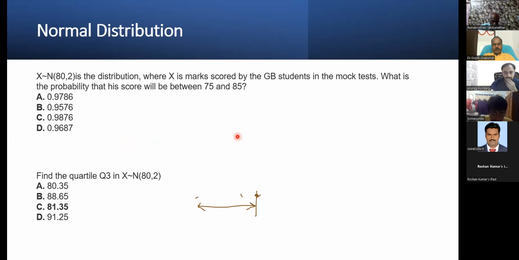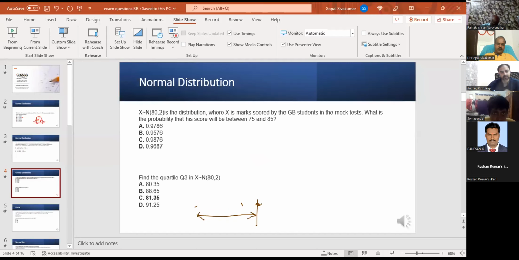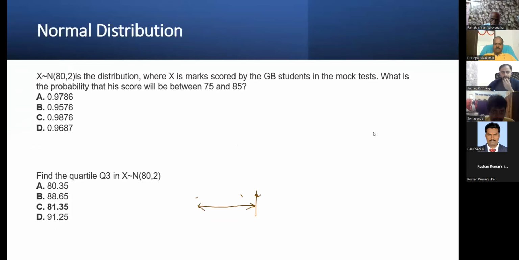All right. Moving on. Look here. X is normally distributed with a mean of 80 and a standard deviation of 20, where X is the marks secured by the students in the mock test. What is the probability that the score will be between 75 and 85? As a black belt, will you be able to find out the probability? Please say yes or no.